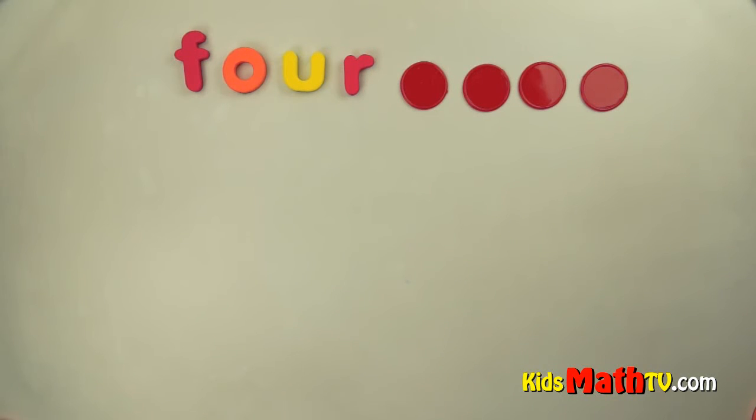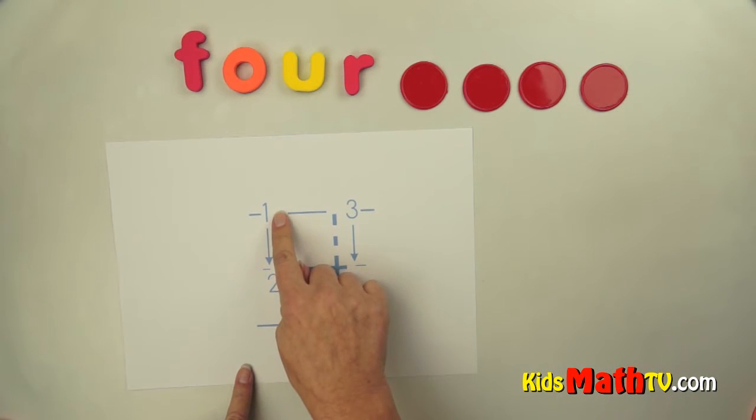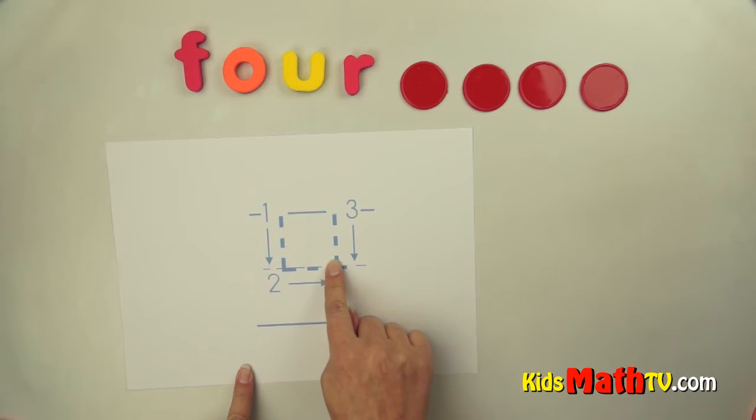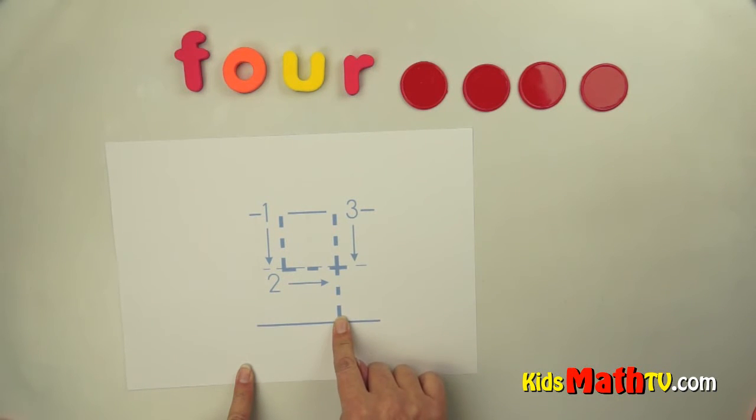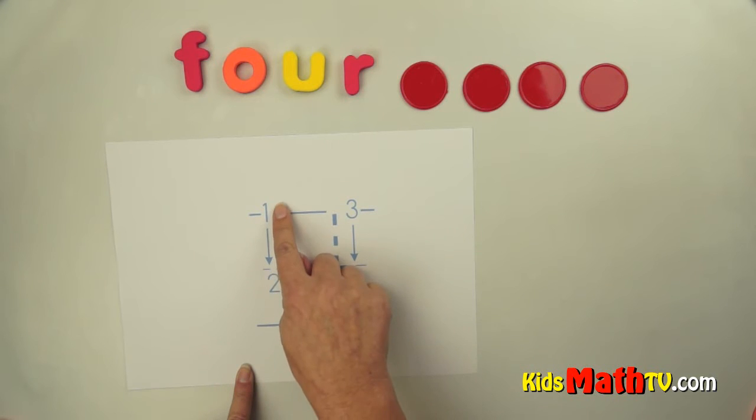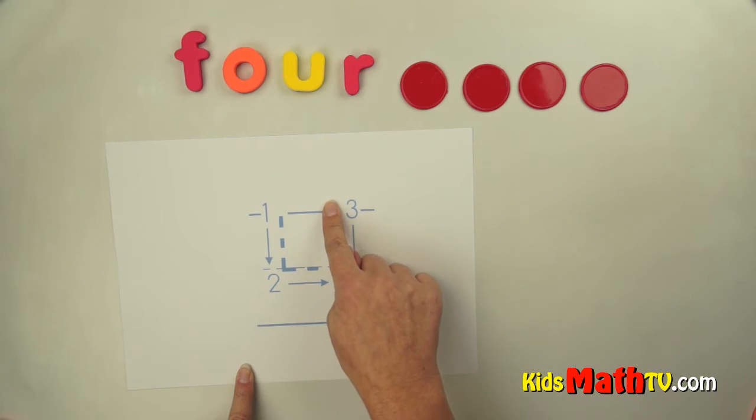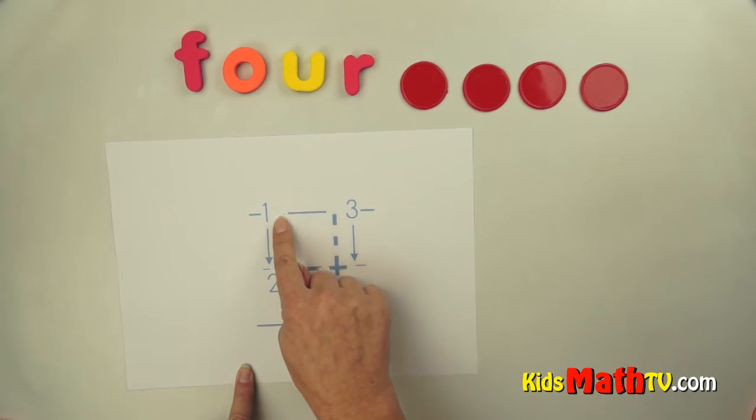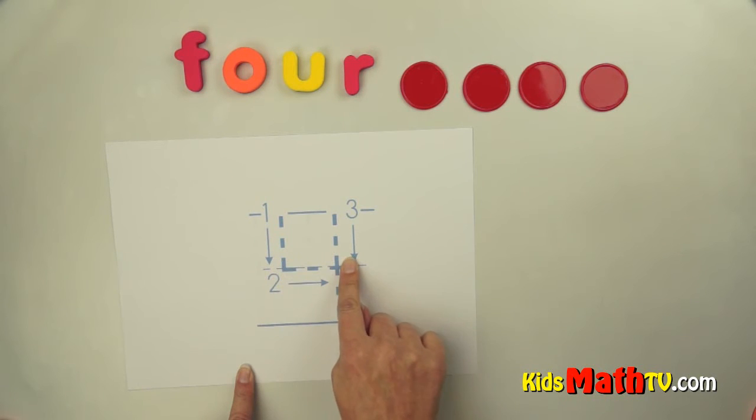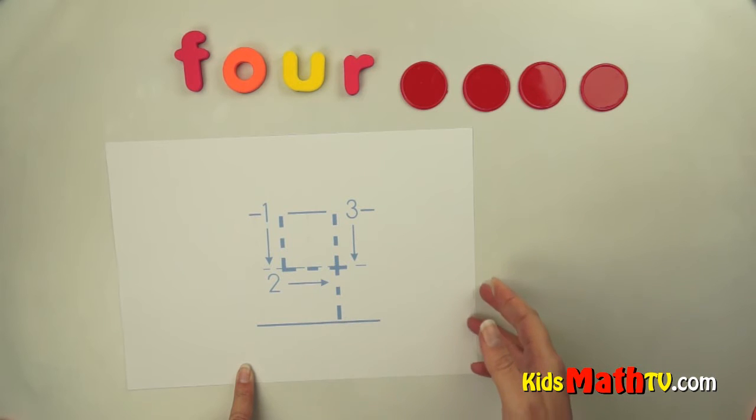Okay. So to make the number 4, we start off going straight down and then across, and then we jump up to the line and we go straight down. So there are 3 strokes: to the middle, across, jump up, and go straight down. Let's try that again. Straight down to the middle, go across, jump up to the top, and go straight down.